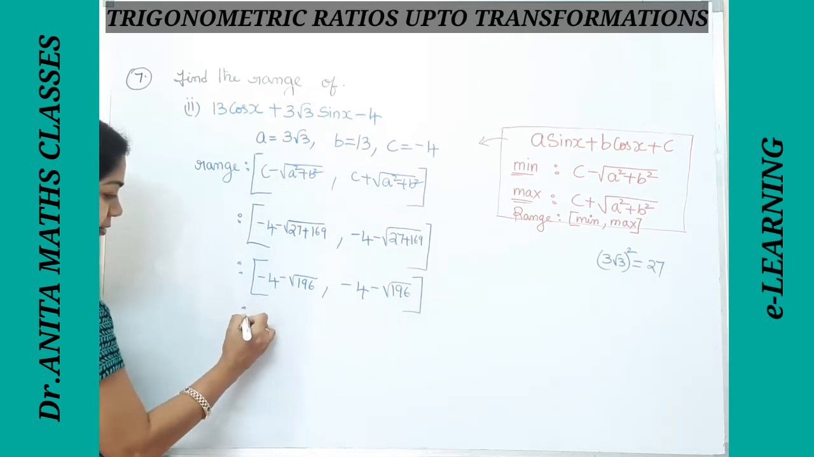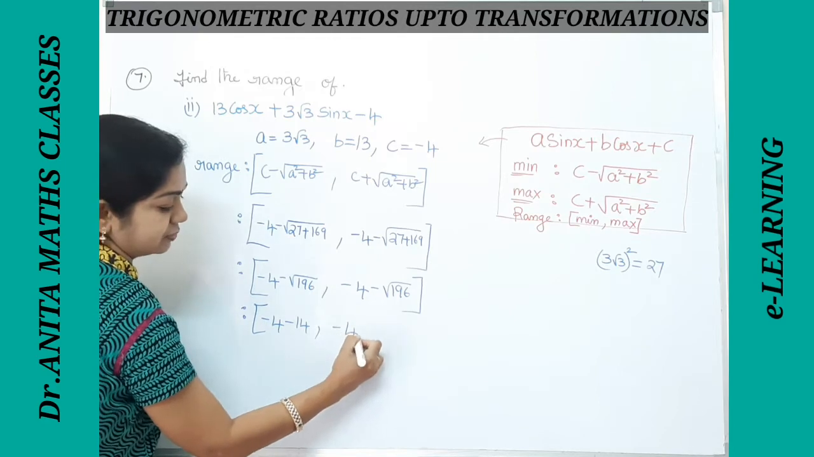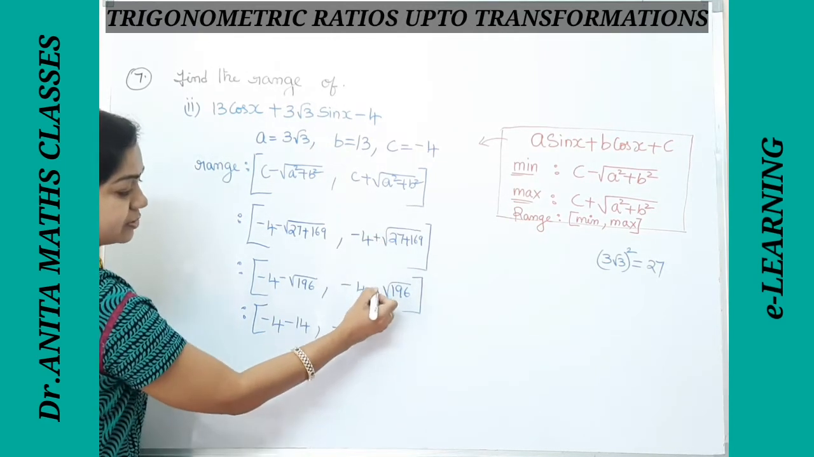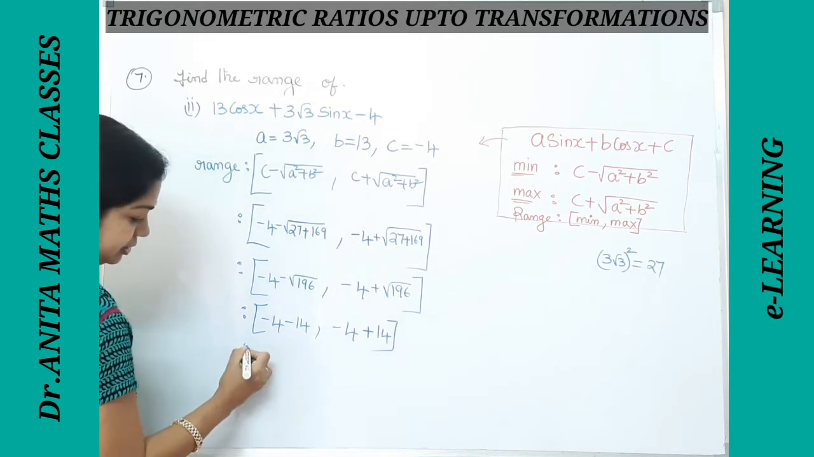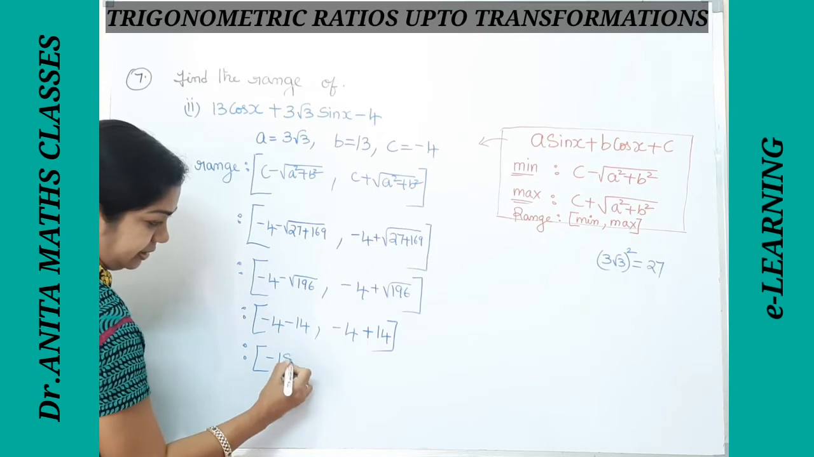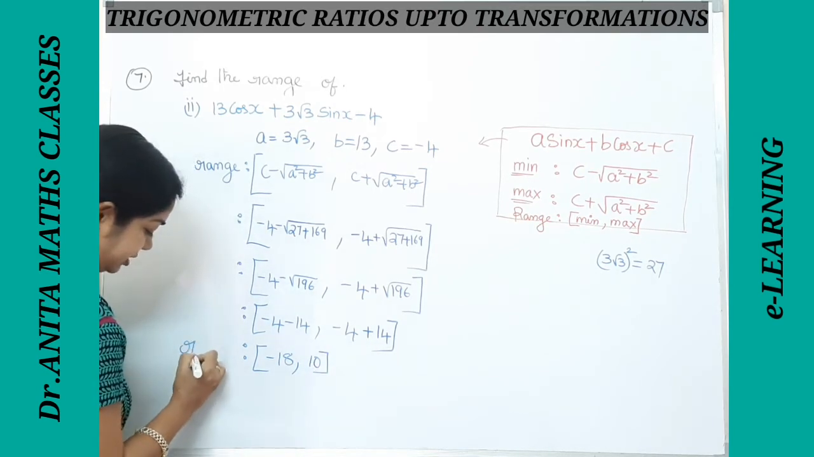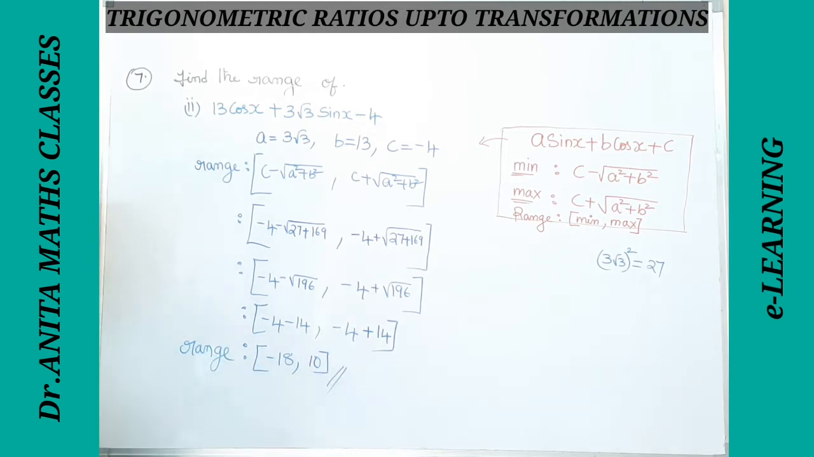Here minus 4 minus 14, and minus 4, somewhere we are missing here. This is the positive. Minus 4 plus 14. So this is minus 18 and 14 minus 4 is 10. This is the range, the final range of the equation. Pause the video and note it down.